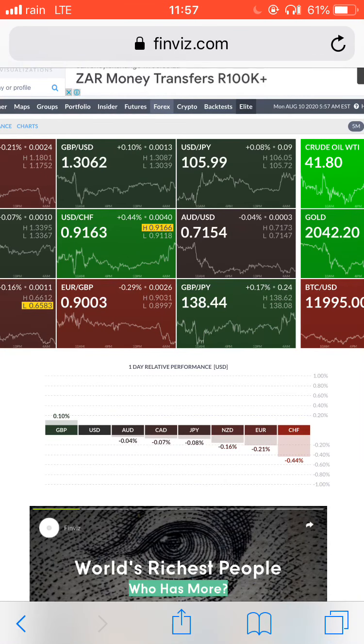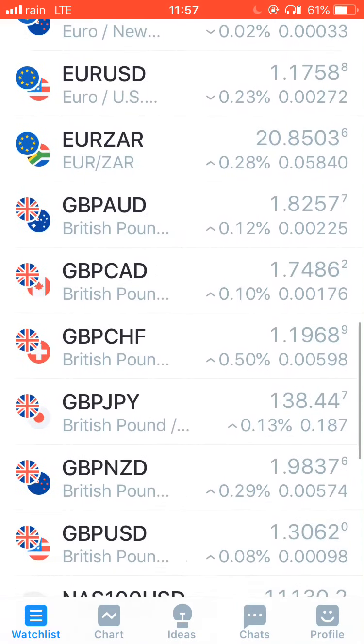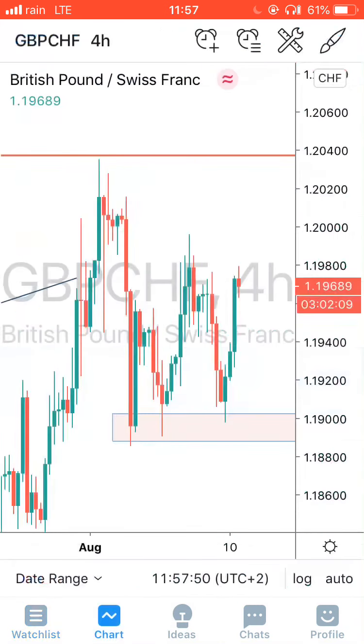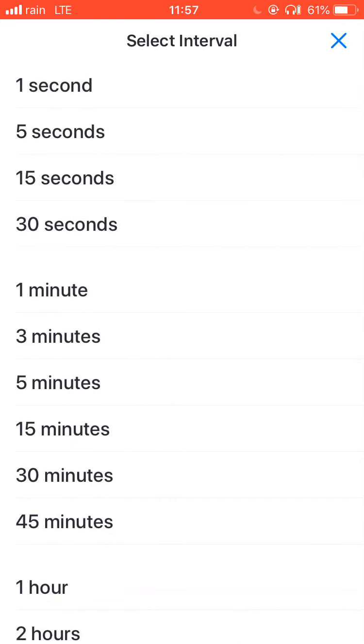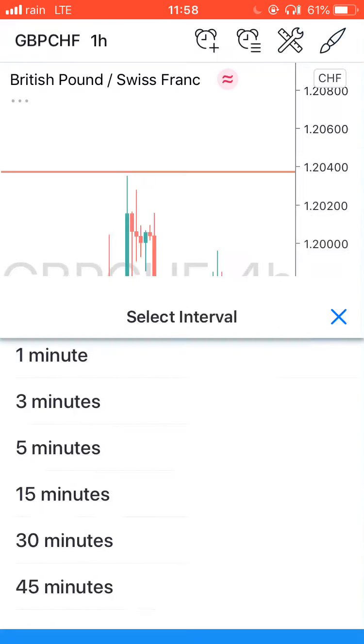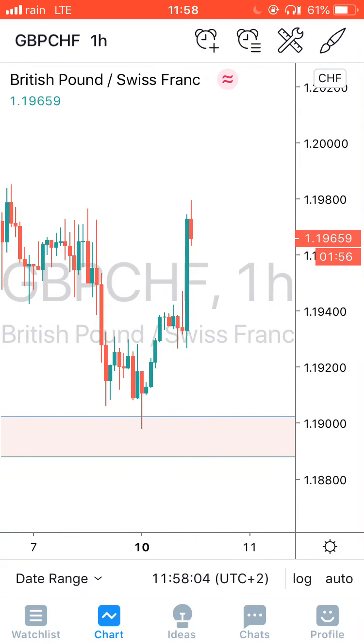If we go to the chart and look at what's going on in pound CHF, we expect to see the pound being stronger than the Swiss franc. So we expect to see pound CHF making a move to the upside. And if we look for pound CHF, we can see that the market is actually making that move to the upside, and that's an impulsive move as well.